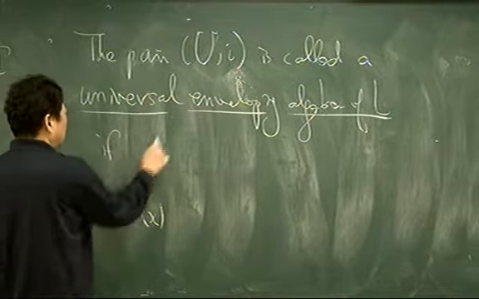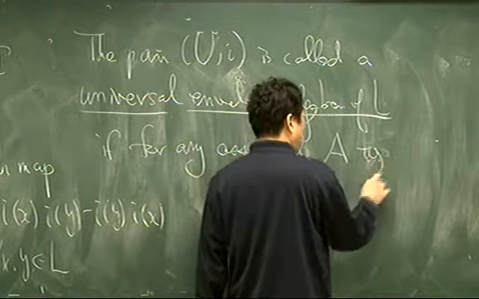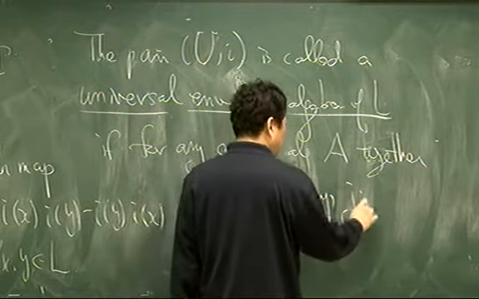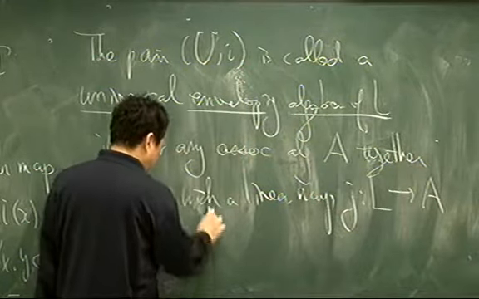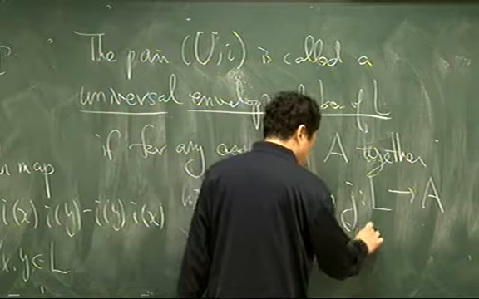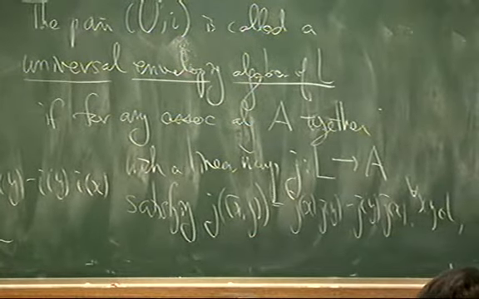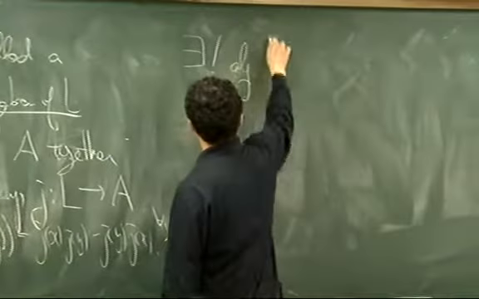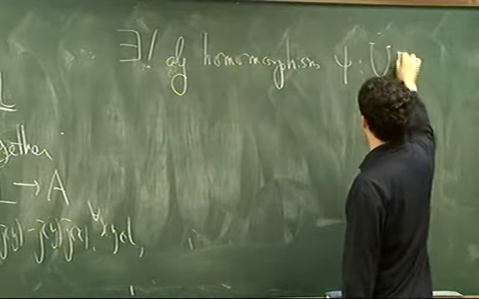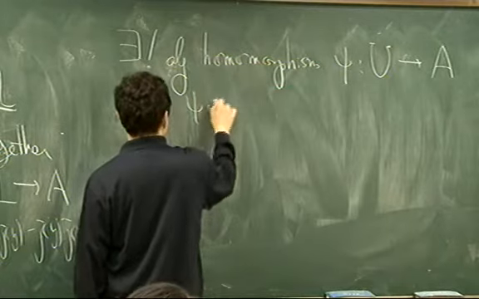So for any associative algebra A together with a linear map, say j from L to A, satisfying the same condition, so j([x,y]) is the same as j(x)j(y) minus j(y)j(x), then there is a uniquely determined algebra homomorphism, say psi from U to A, that makes the following diagram commutative, so that psi composed with i is j.